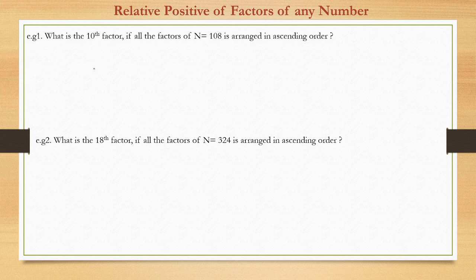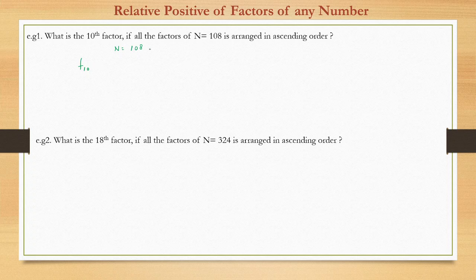So what is the 10th factor if all the factors of n equal to 108 are arranged in ascending order? So now first of all we have to try writing. We have to find what n is equal to 108 is given. We have to find f10, the 10th factor.